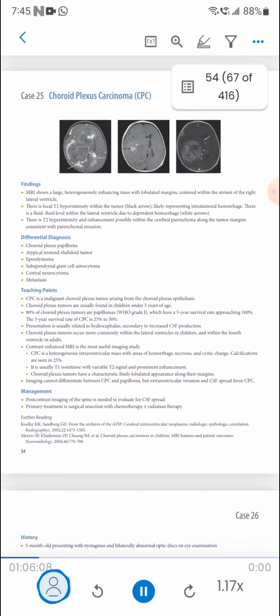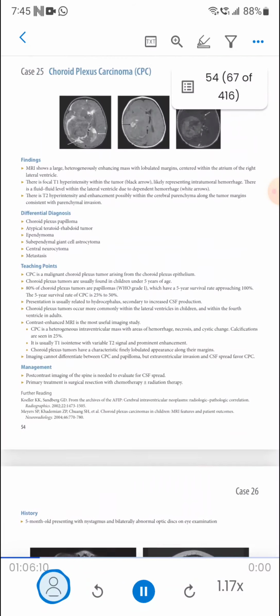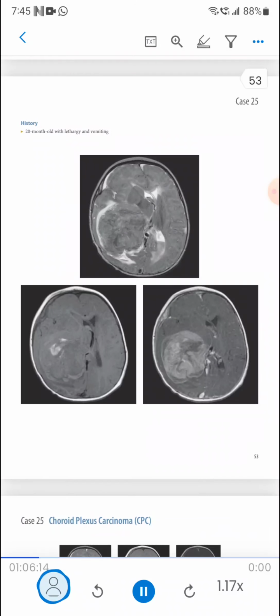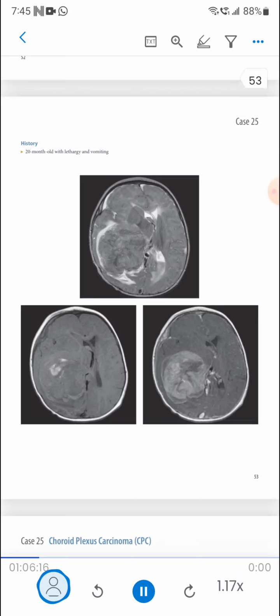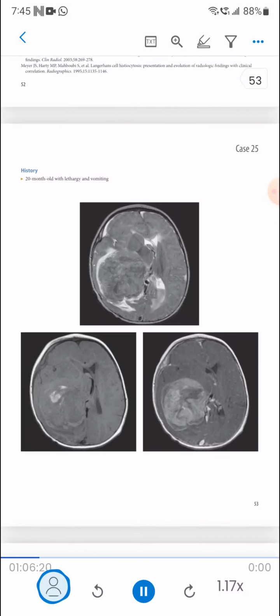Case 25: Choroid plexus carcinoma, CPC. Findings. MRI shows a large, heterogeneously enhancing mass with lobulated margins, centered within the atrium of the right lateral ventricle. There is focal T1 hyperintensity within the tumor, black arrow, likely representing intratumoral hemorrhage.